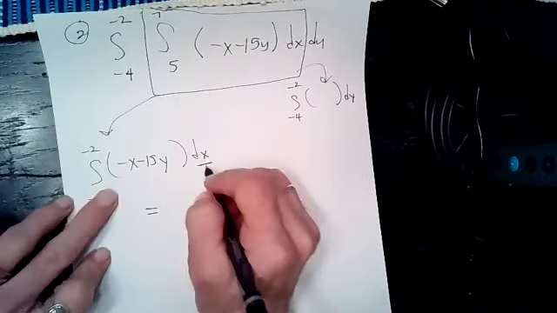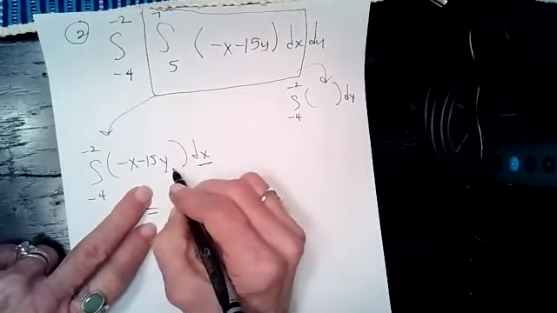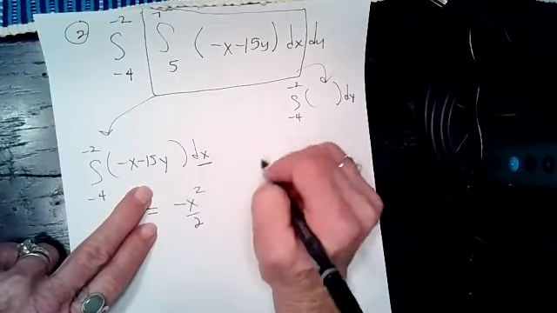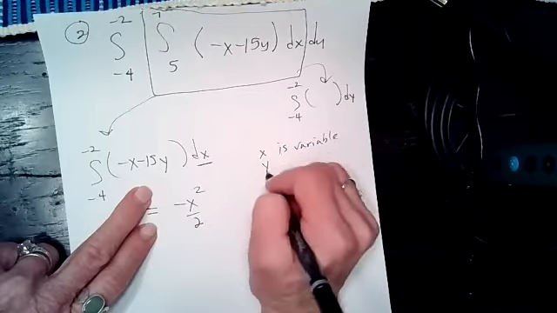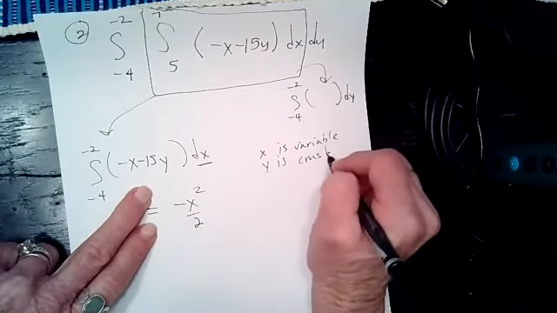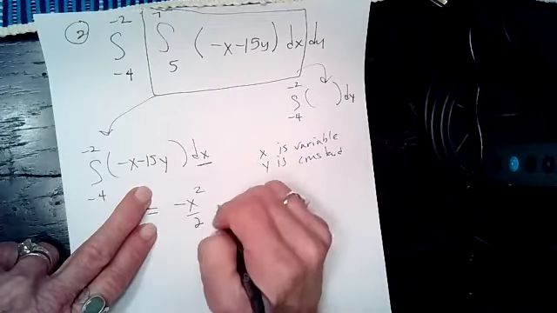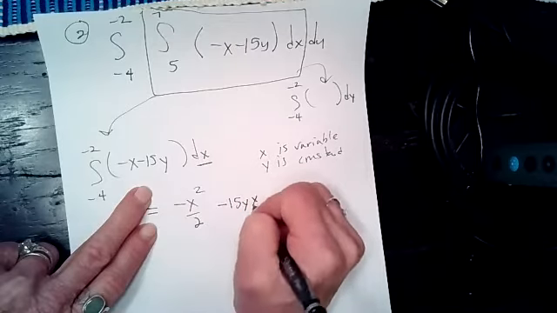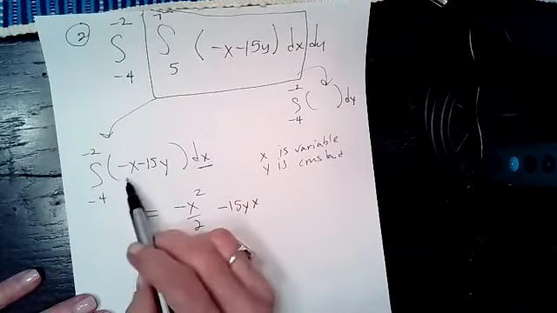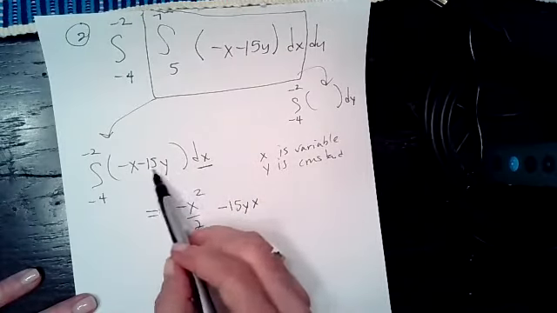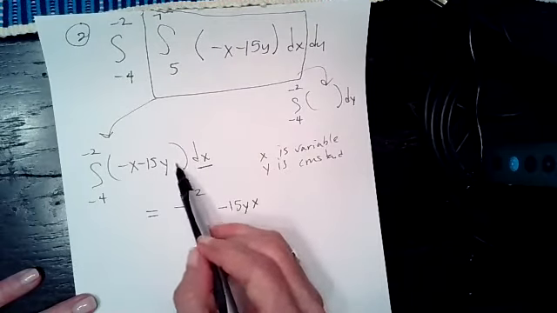So -x with respect to x will be -x squared over 2, and minus 15y with respect to x. Well, x is variable and y is constant with respect to x. And so how do I integrate -15y with respect to x? It's just -15yx. I just increase each term by x. If you do an x term with respect to x, it's like normal. If you do -15y with respect to x, that's just a constant term, so you just increase it by x.